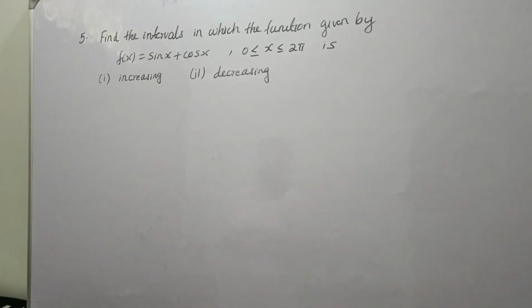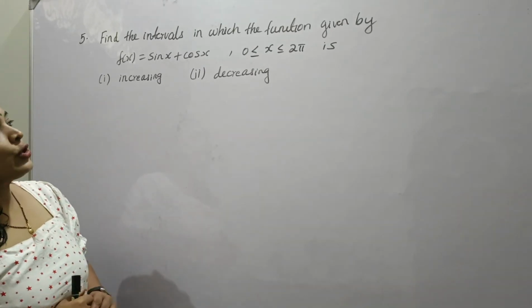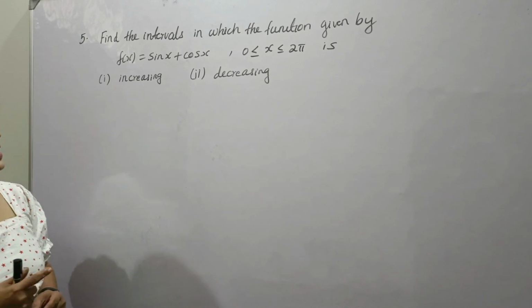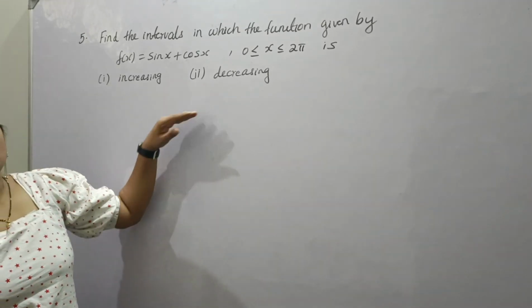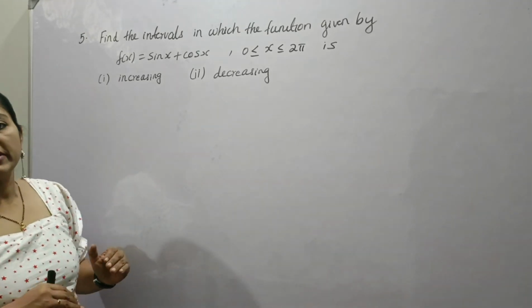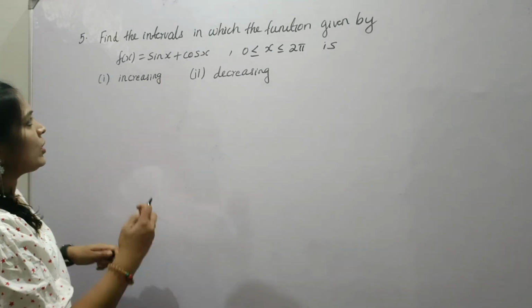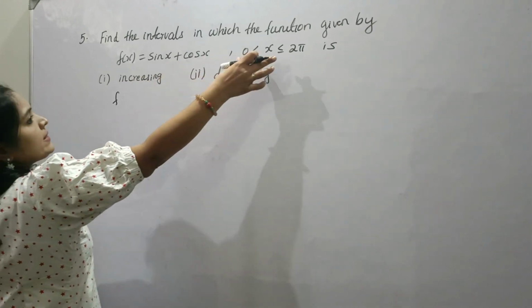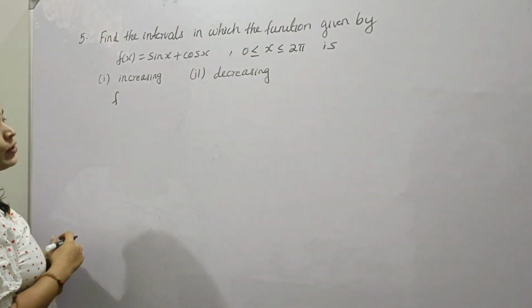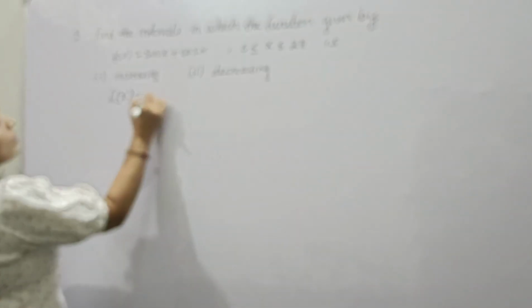Find the intervals in which the function given by f of x is equal to sin x plus cos x, 0 less than or equal to x less than or equal to 2 pi, is increasing and decreasing. So here we have to find the intervals when the function is increasing and when it is decreasing. First of all, let's write: the interval is 0 less than or equal to x less than or equal to 2 pi, f of x is equal to sin x plus cos x. Then find f dash of x. F dash of x is equal to cos x minus sin x.